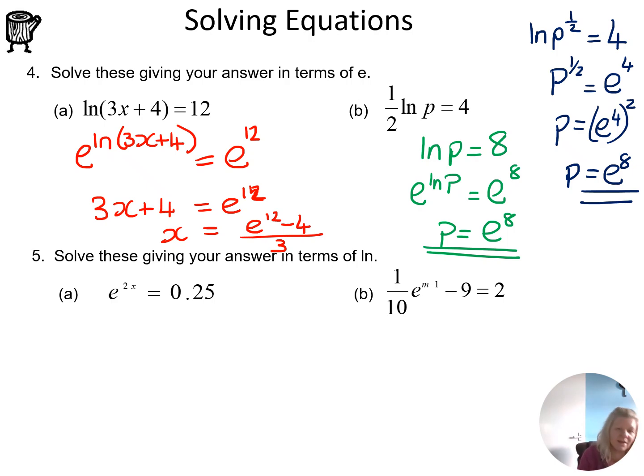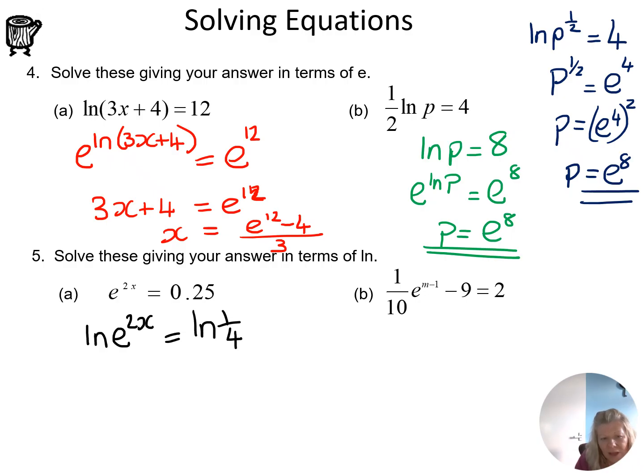This one over here says question 5, leave your answer in terms of ln. So we just want ln in the answer for x. So if we ln both sides to get rid of the e, like that's a quarter. E and the ln cancel out. So x just equals a half ln of a quarter.